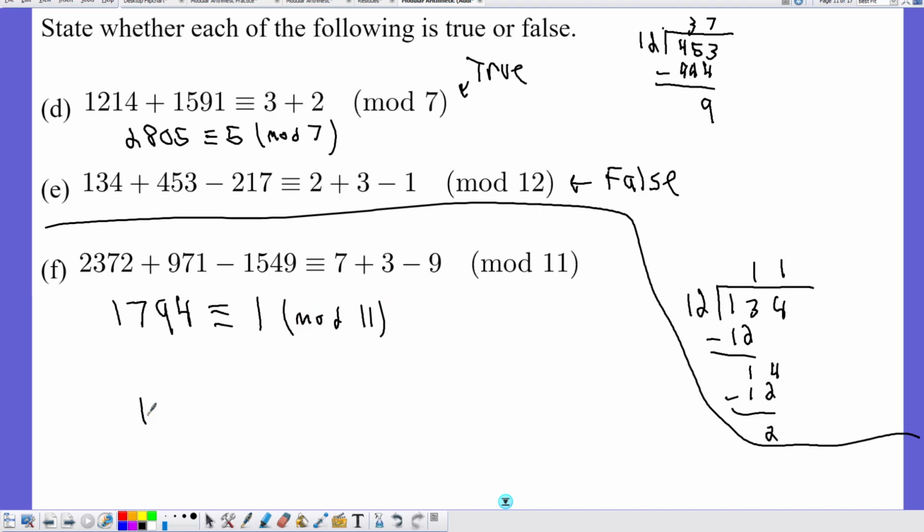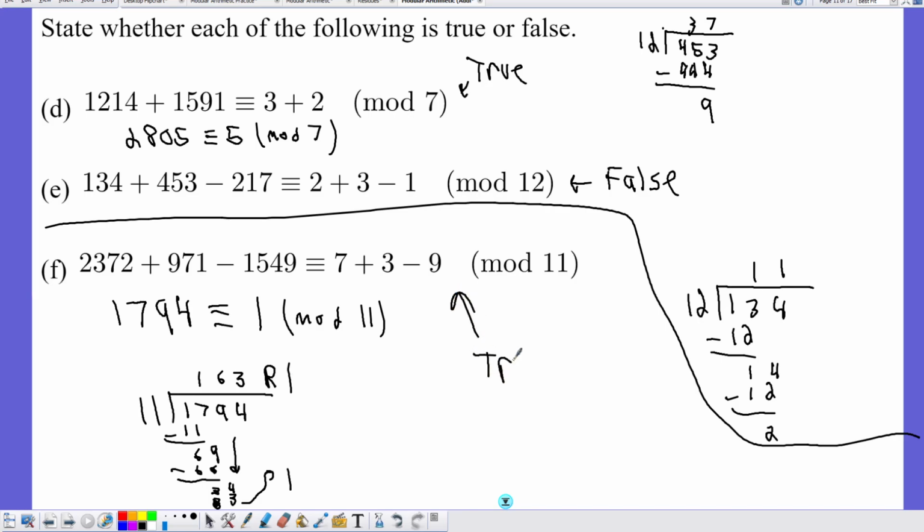Let's check. 11 divided into 1,794. It would go into 17 once. 17 minus 11 is 6. Drop the 9. Goes into 69 6 times. So we have 66. 69 minus 66 is 3. Drop the 4. Goes into 34 3 times with 33. And indeed, we have a leftover 1, so we have a remainder of 1. So yes, it is true that this congruence holds.